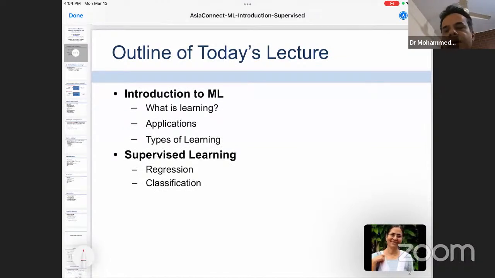First, I'll briefly introduce what is learning or machine learning, some exciting applications, and then different types of machine learning. And then the main topic of this lecture: I'll cover one type of learning, which is called supervised learning. I'll come to the details of the definition of this learning, where I'll cover two major techniques, regression and classification.